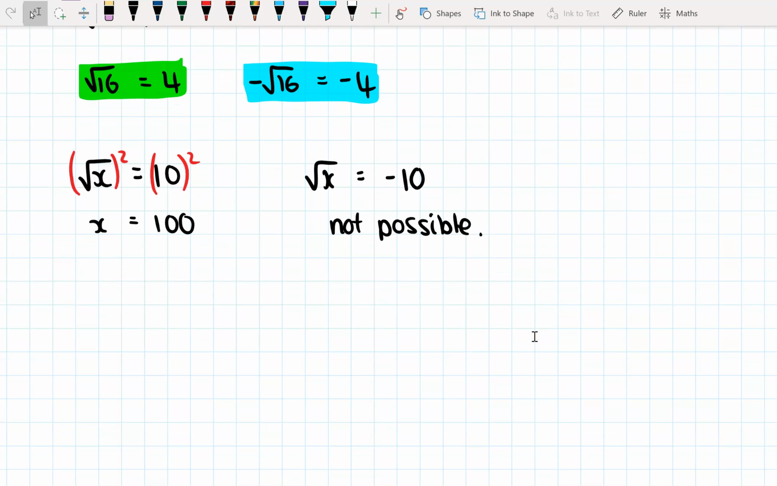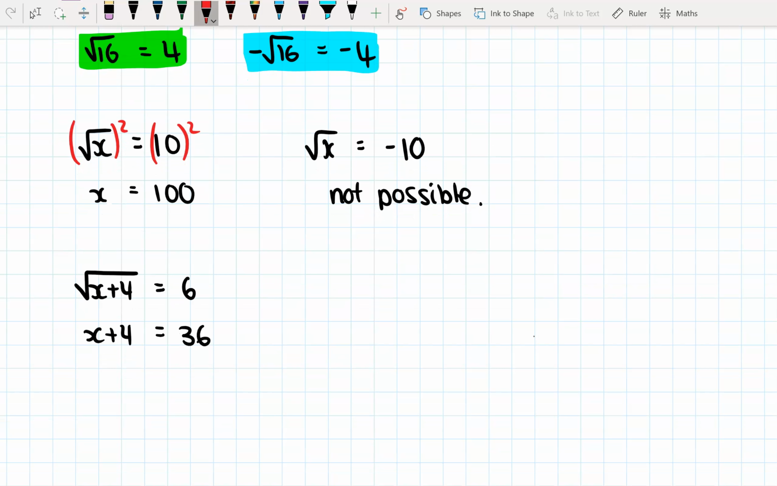Let's say that instead we had the square root of x plus 4 is equal to 6. All right, we're going to square both sides. So we get x plus 4 is equal to 36. Then we can minus the 4 from both sides. And then we get x is equal to 32. Okay, so this is basically the type of thing we're doing when we do equations with square roots.